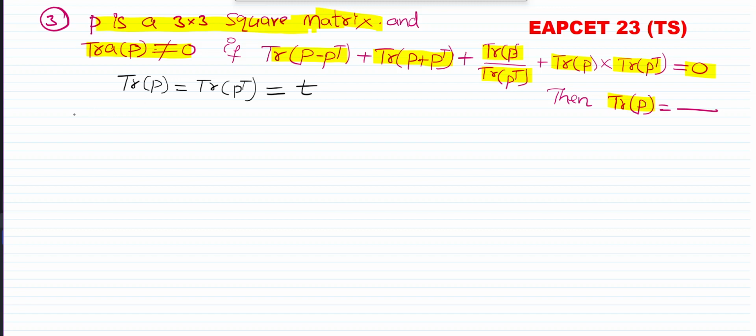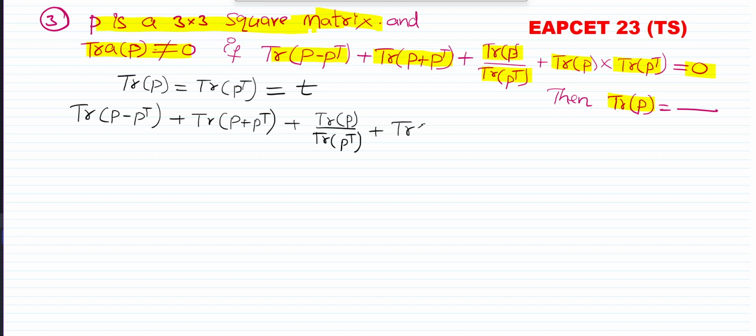Substituting in the given problem: trace of P minus P transpose plus trace of P plus P transpose plus trace P by trace P transpose plus trace P into trace P transpose is equal to 0. Here trace P and trace P transpose are both the same, taken as T. Trace of P minus P transpose is written as trace P minus trace of P transpose. This is the formula: trace of A minus B is equal to trace A minus trace B.